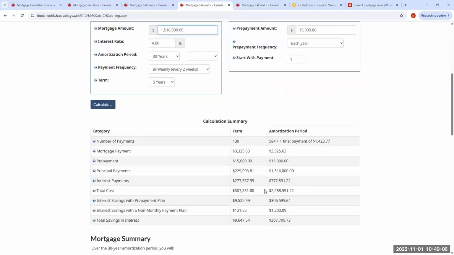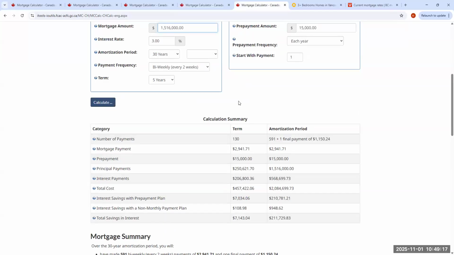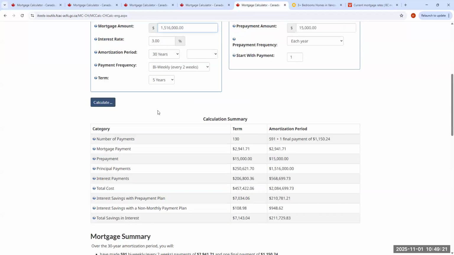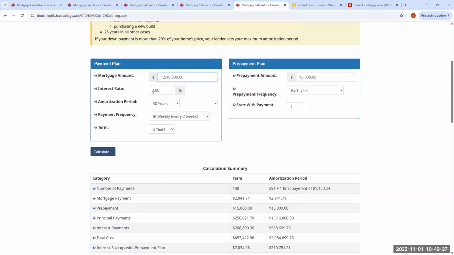Compared to 4%, here you're paying 772 interest. In this case, you're paying 568. So you save $200,000 by making a good deal with the bank and securing the interest rate at 3%.